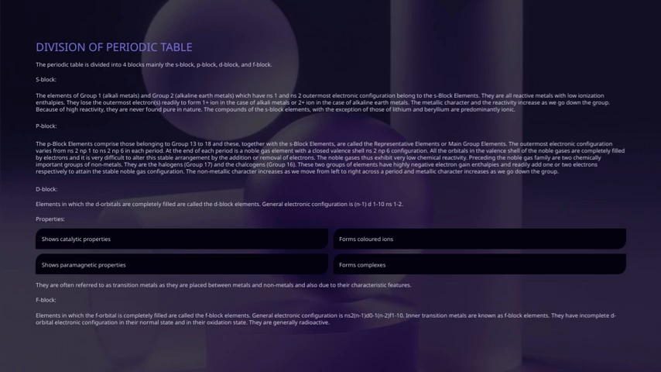Then we have the P-block, which includes elements from group 13 to 18. These are called the main group or representative elements. Their outermost electrons range from ns2 to ns2np1 to ns2np6, depending on the period. At the end of each period, you find a noble gas with a closed shell configuration of ns2np6, making it very stable and less reactive.